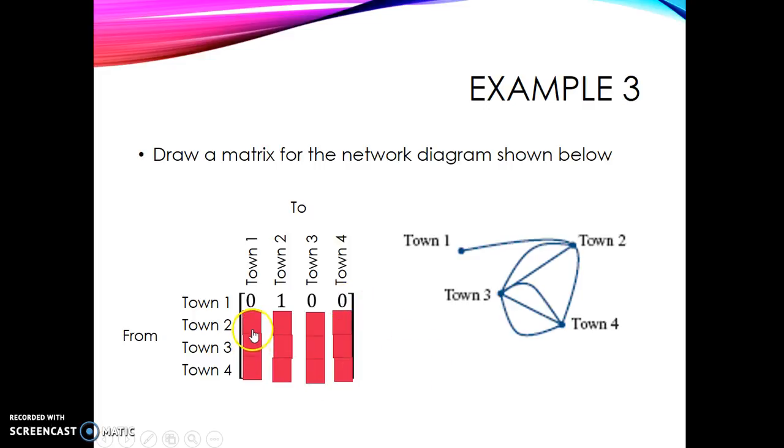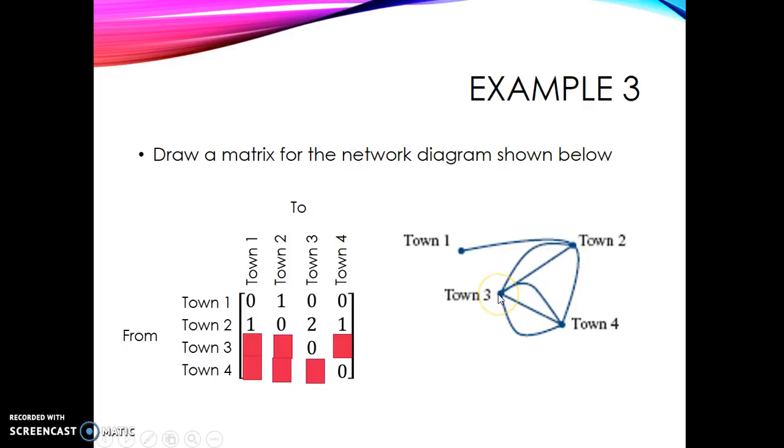Town 2. Is town 2 connected to town 1? Yes, we already identified that before. There is one connection. Town 2 is not connected to itself, and in fact, none of the other towns are connected to themselves by one connection. Okay, let's look at town 2. Town 2 to town 3, there are 2 direct connections. Town 2 to town 4, there is 1 direct connection.